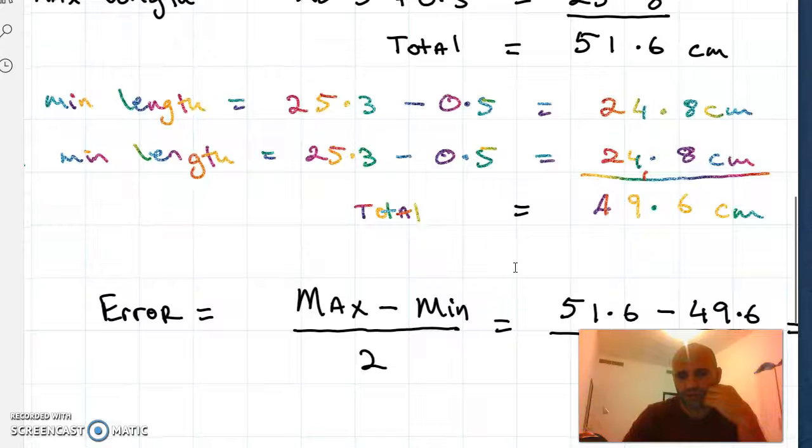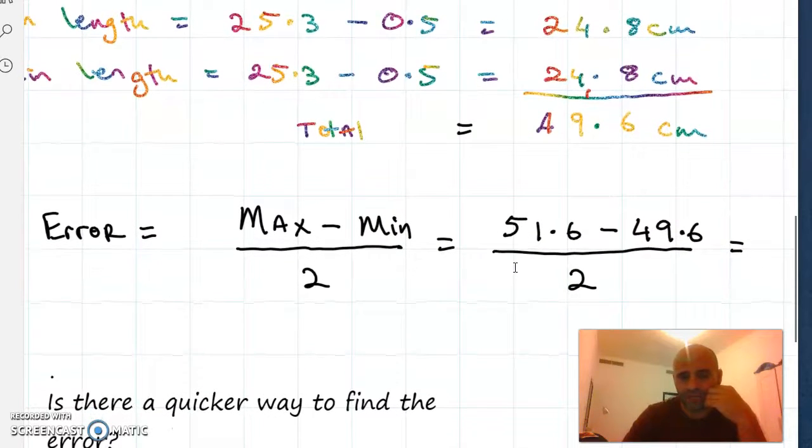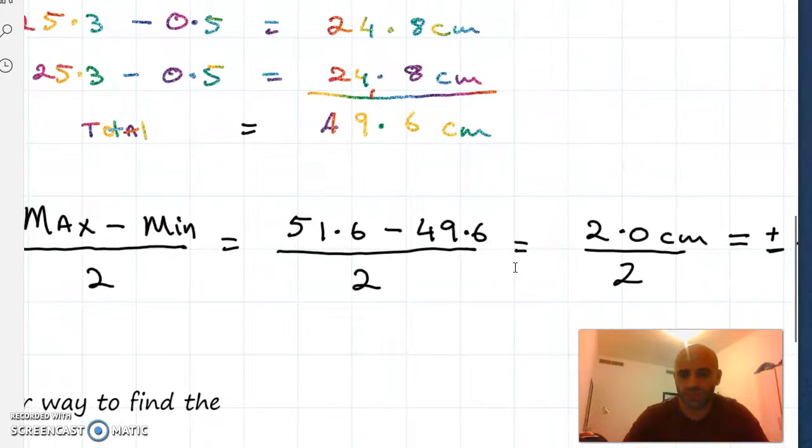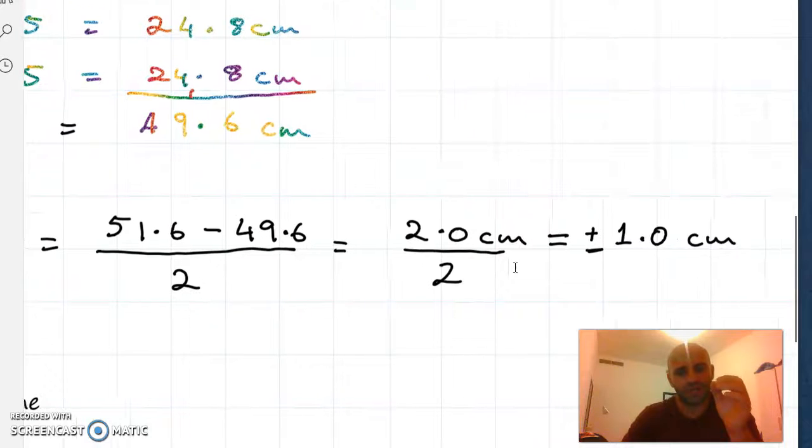So the way you would work out error is basically you would take the maximum length that it could be minus the minimum length that it could be, and you just split the difference between the two of them, divided by 2. So you'd have 51.6 minus 49.6, divide the whole lot by 2, and that would give you 2 centimeters. It could be 2 centimeters shorter, or it could be a little bit longer. So that means if we split the difference halfway between the two, then we would get an error of plus or minus 1 centimeter either side.